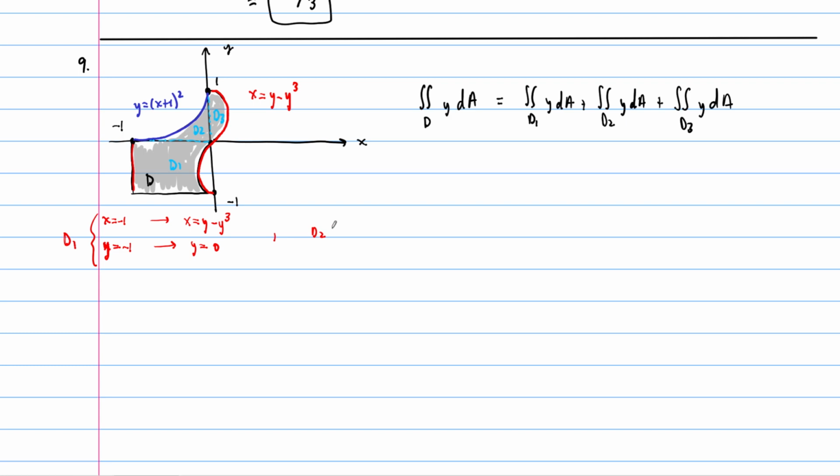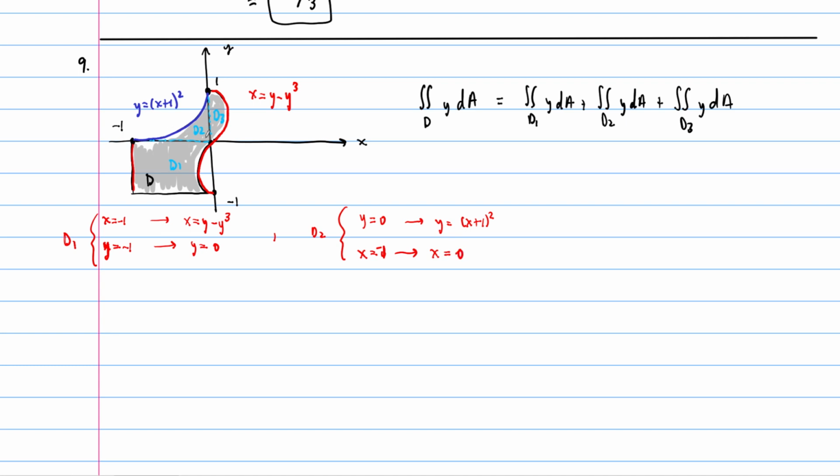For D2, the bounds are going to be, so now we've got a type, that by the way, that was type 2, right? That was a type 2 region. Now we've got a type 1 region. So this one's going to be bounded from y equals 0 to y equals this x plus 1 quantity squared function in the y direction as type 1. And then the x is going to be bounded from -1 over to 0.